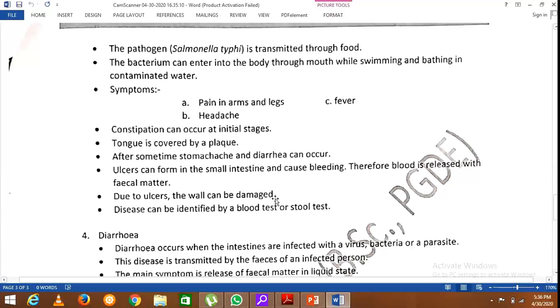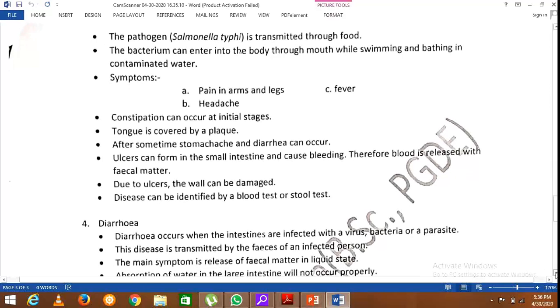The intestinal wall can be damaged, and this can be identified by a test, a blood test or a stool test, because along with stools, blood is released in this condition.